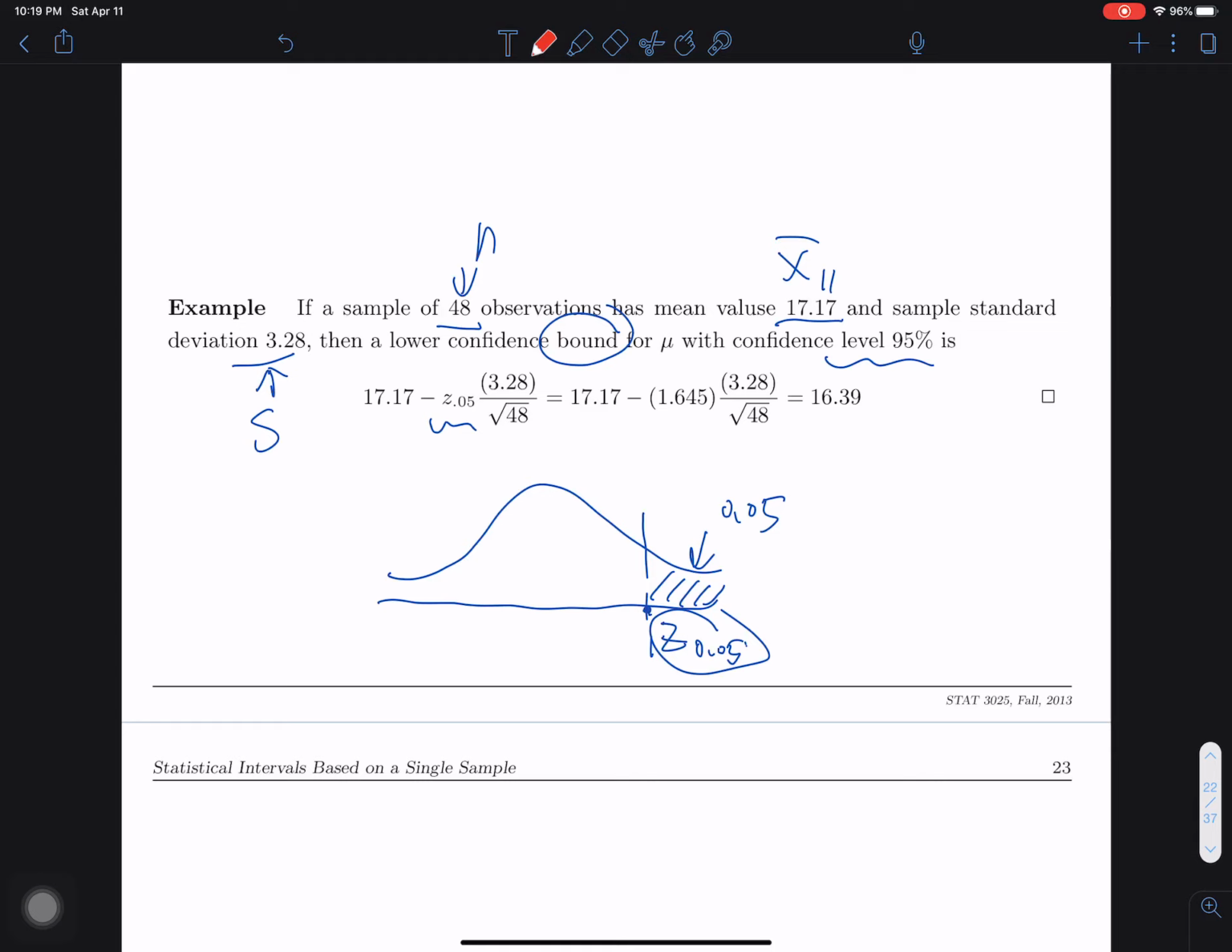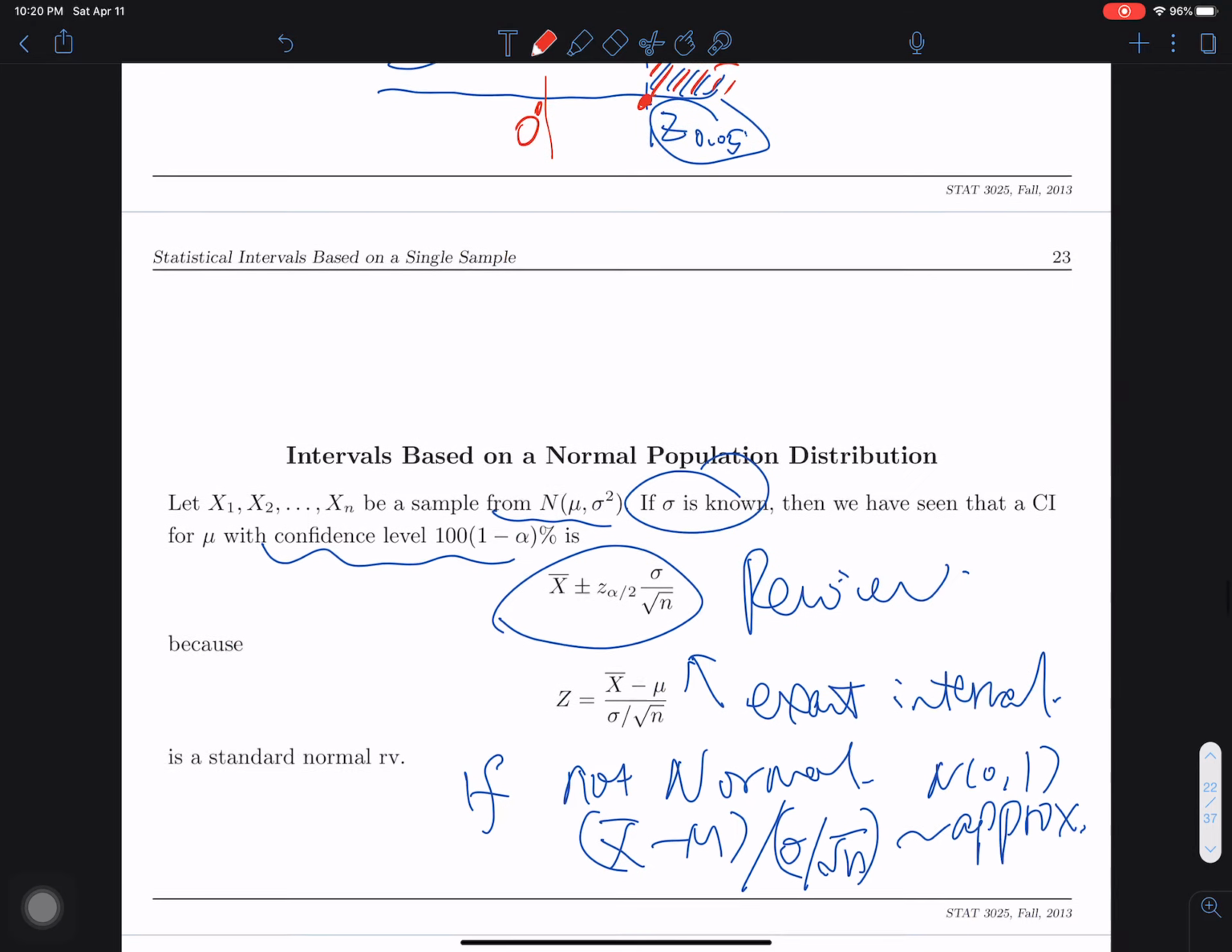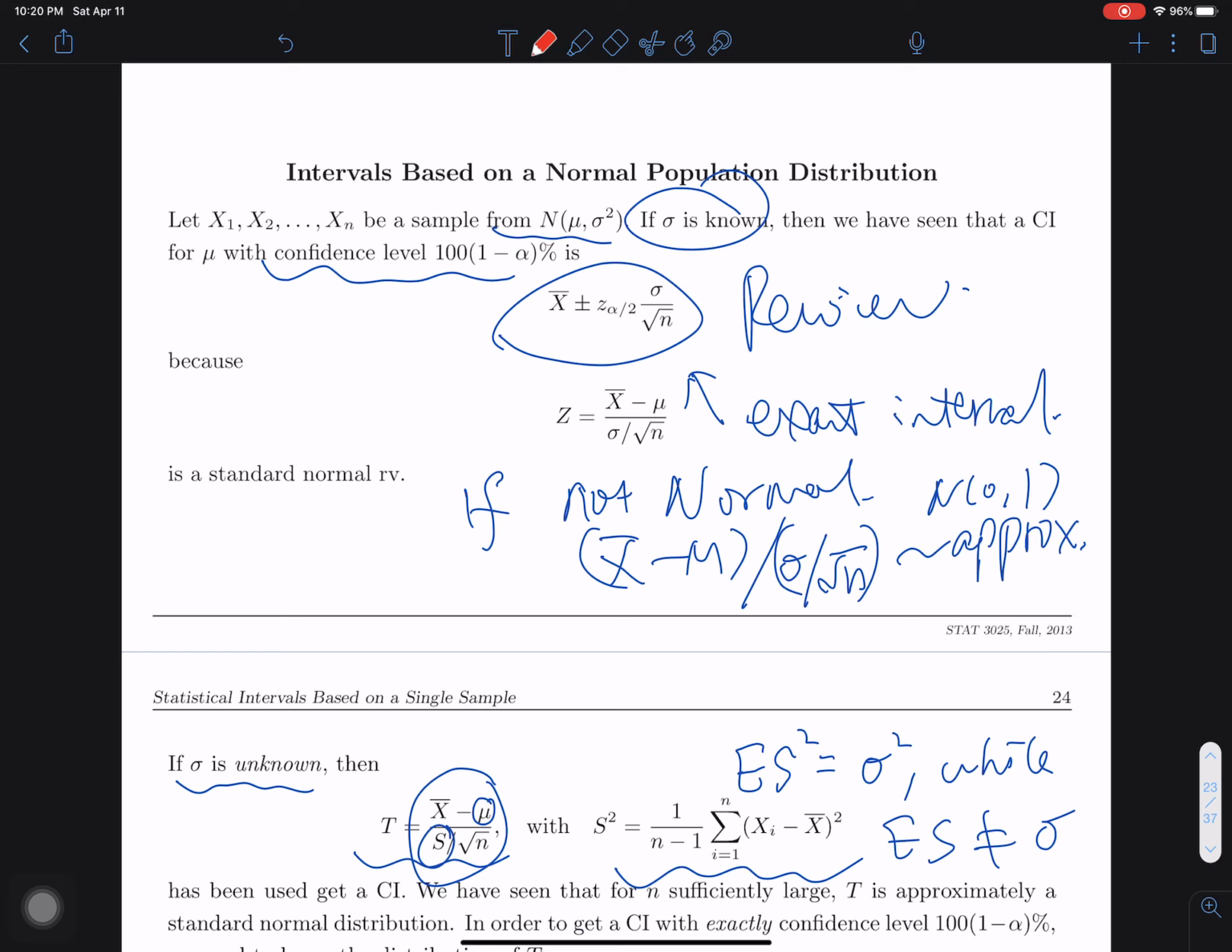Now, in order to get a 95% lower bound, we need to find z sub 0.05. So what's that number? This is the number such that the area to the right of this number is 0.05 under a normal z. So we can call it normal z. So this is the density for the standard normal distribution.